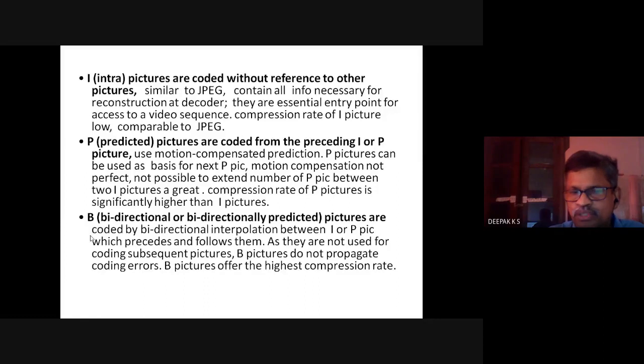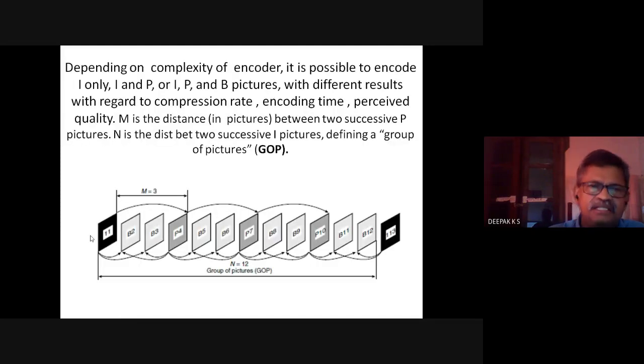So we are not going into those algorithms. What we just want to know is that we have certain types of pictures, and certain types of pictures which are normal, like the JPEG picture, say I. So here there is a group of pictures in which a parameter N is 12. So between two I pictures there are 12 pictures. So these could be P type pictures and these could be B type pictures. So the more B type pictures we have, the more compression we have. So here between two P type pictures, what is the number of images? It is 3, and that is a metric called M.